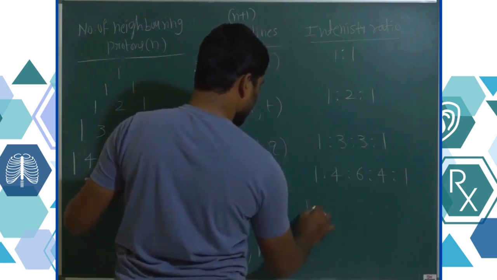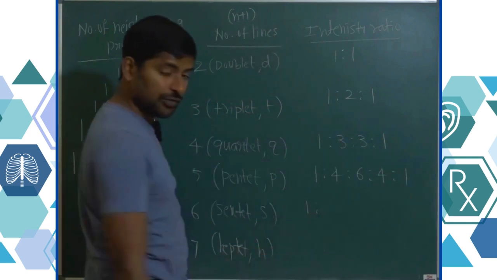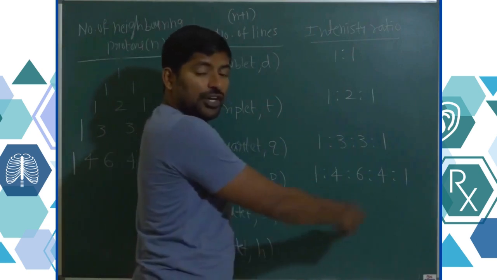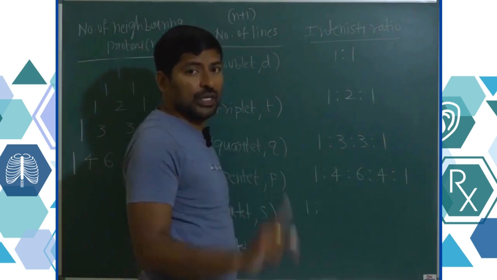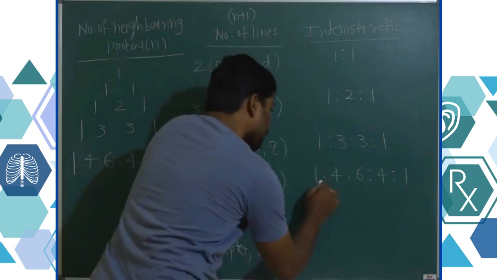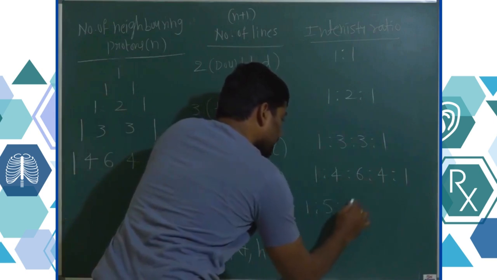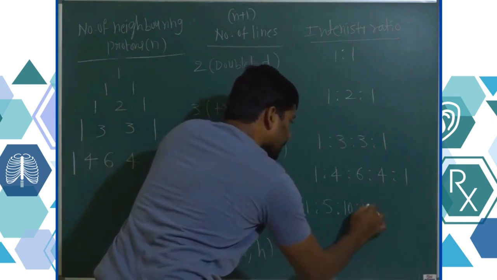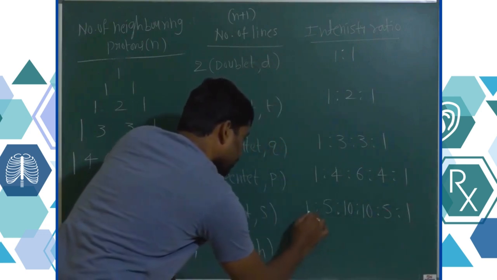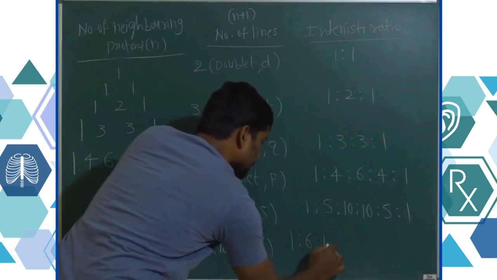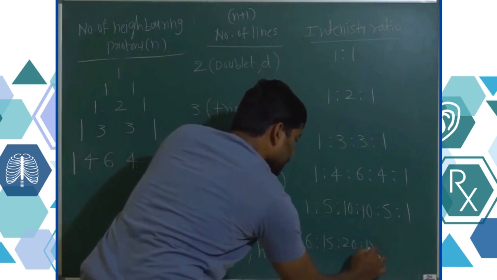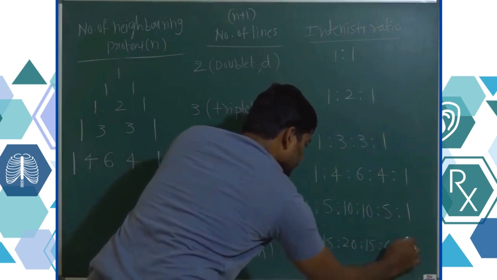1:4:6:4:1, and otherwise we can write directly like this. Every time we have to start with 1 and end with 1, all with upward orientation, all with downward orientation, and only one possibility we have. 1 plus 4, 5, 4 plus 6, 10, 6 plus 4, 10, 4 plus 1, 5, next 1. Next 1:1 plus 5, 6, 5 plus 10, 15, 10 plus 10, 20, 10 plus 5, 15, 5 plus 1, 6, and last one 1.